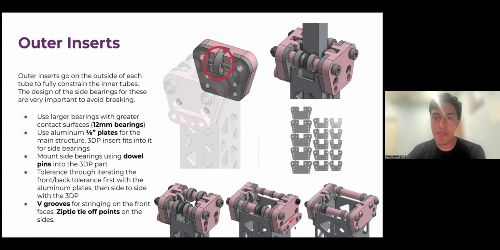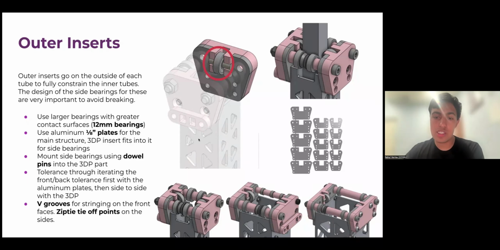We have these zip tie off points. You can see them here and here, and you can just slide a zip tie through here and zip tie the cable sleeve into here, and that'll essentially allow you to wire your mechanism by having loops of cable sleeve on each stage.